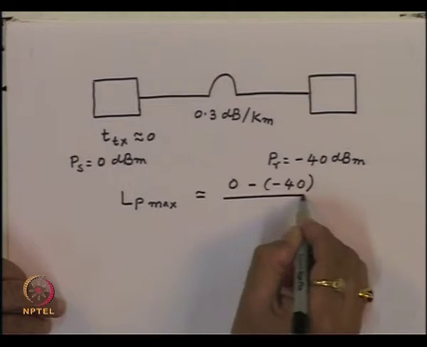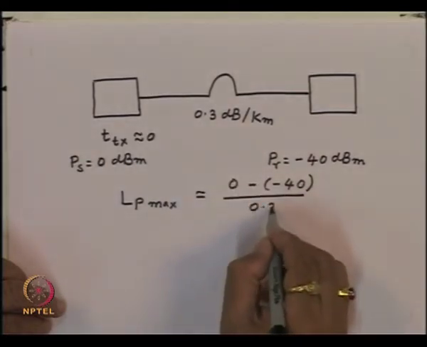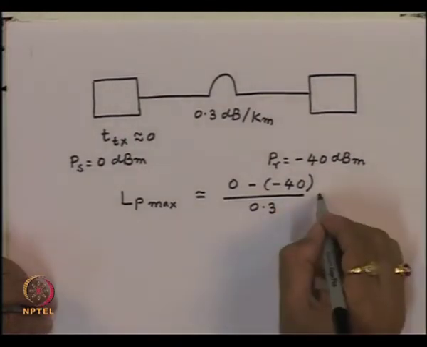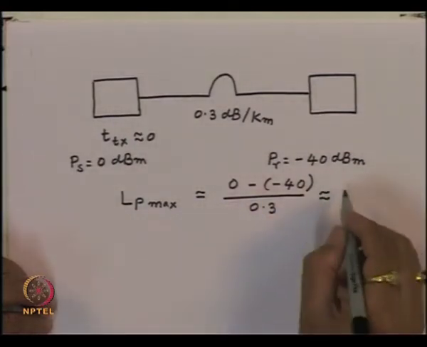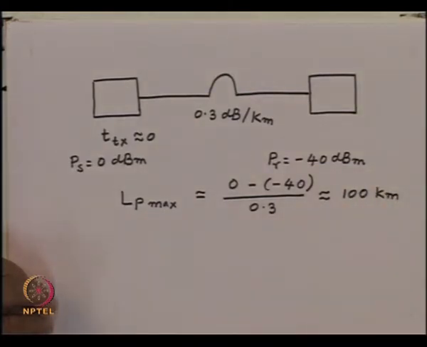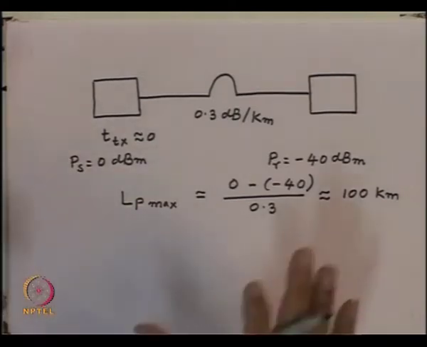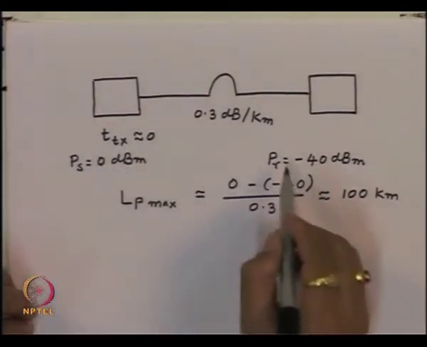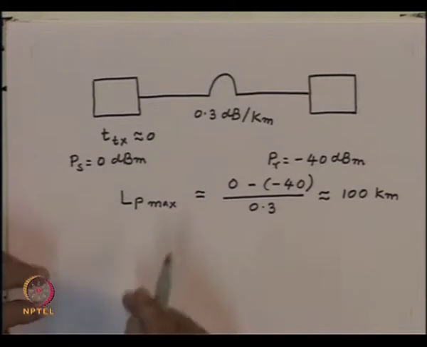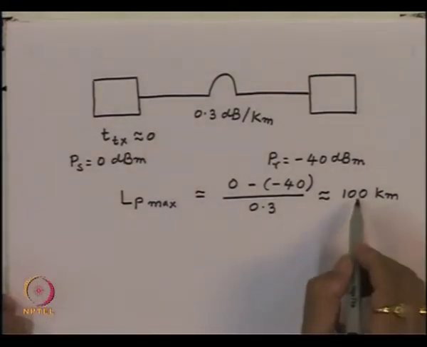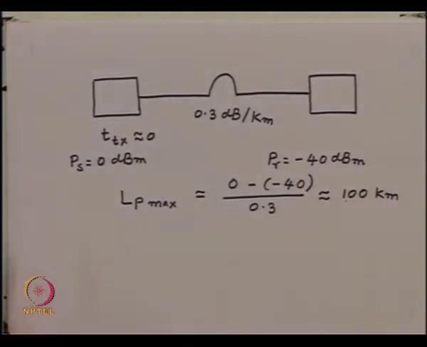divided by 0.3 dB per kilometer. So, we get approximately 100 kilometers as the link length. And that is the typical situation which you see in the optical communication link, because that is the typical power which we transmit, and that is the power which is required. So, that means the signal to noise ratio becomes unacceptable beyond a distance of about 100 kilometers.